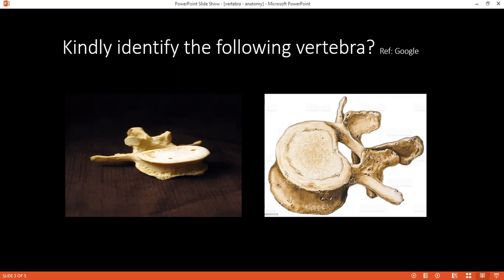Okay. If you can please tell me, what are the parts of a vertebra? What is this called? Ma'am, this is the superior facet. No? Okay, what is this? This is the body. Where is your cursor?